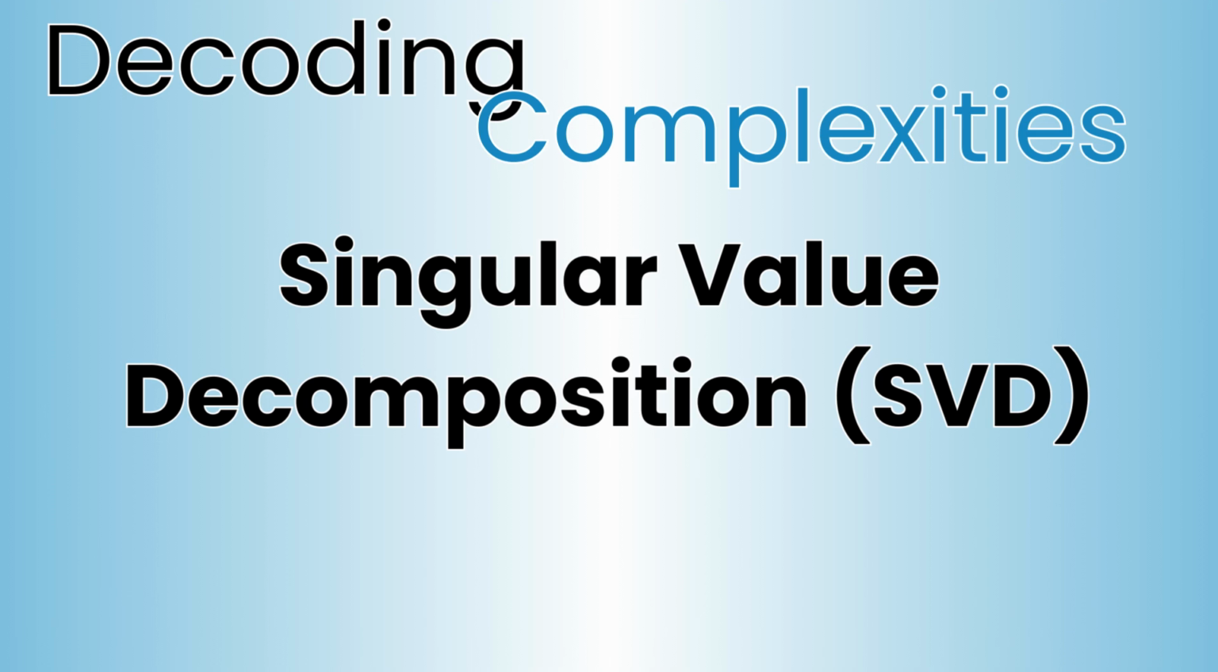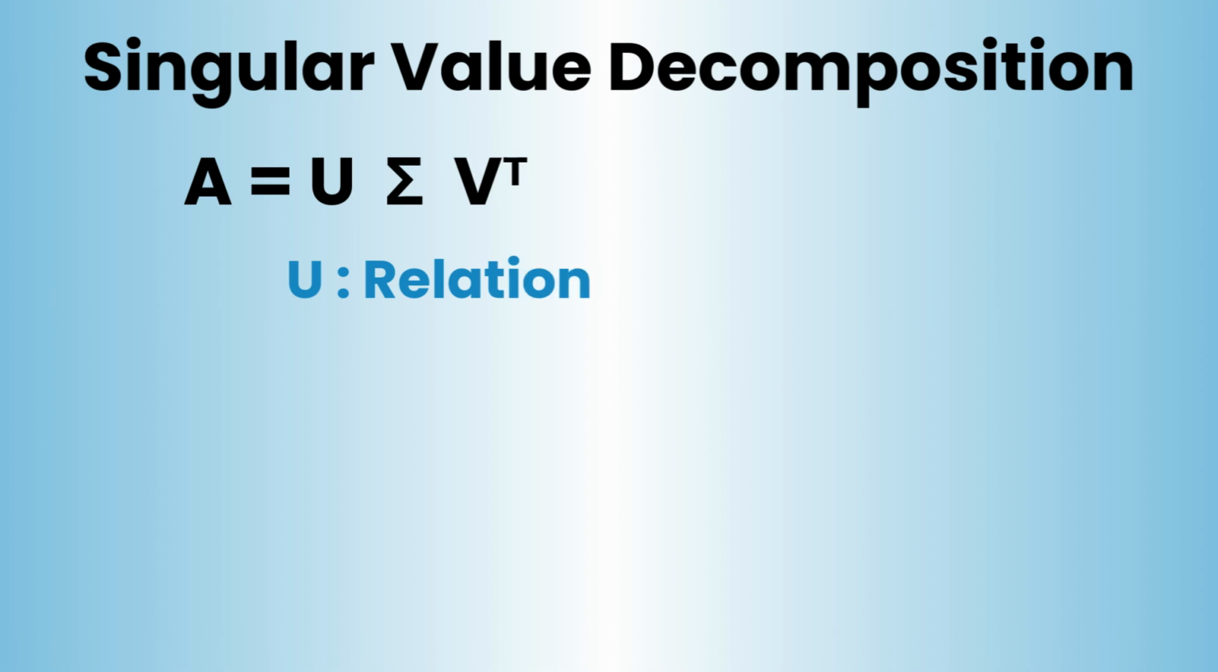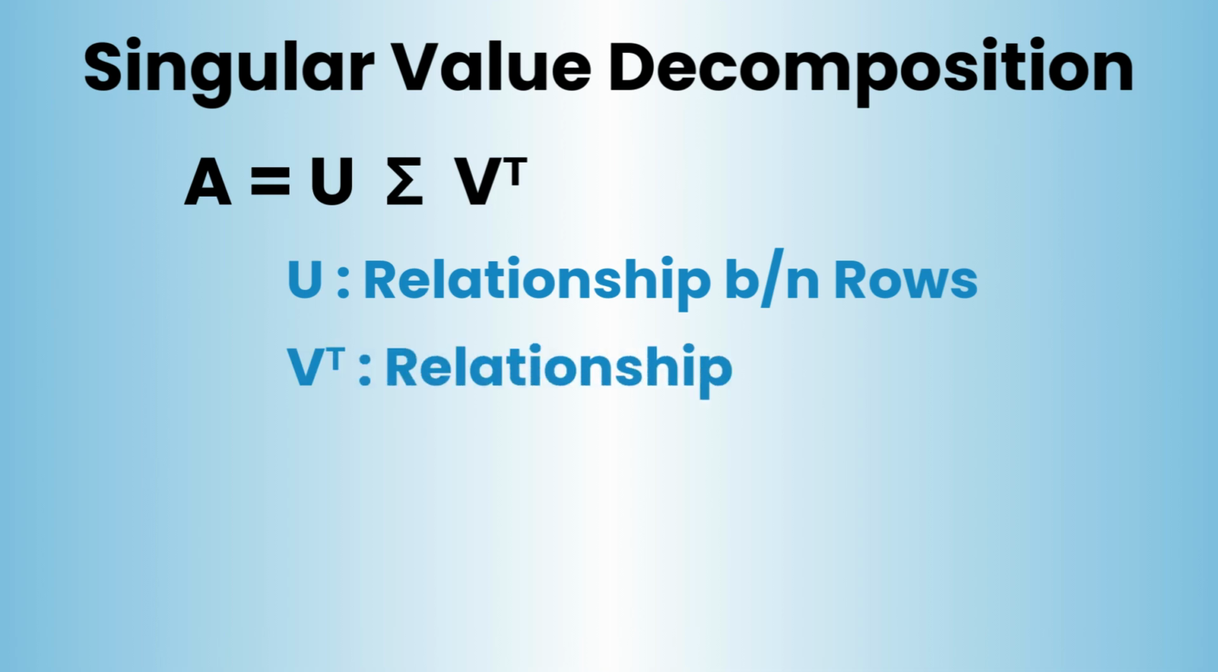Singular value decomposition says that any matrix A can be broken down into three clean components: U, sigma, and V transpose. Let's look at what these represent in simple terms. Matrix U represents the left vectors. This captures the relationships between rows of your data. The matrix V transpose represents the right vectors. This captures the relationships between the columns of your data.